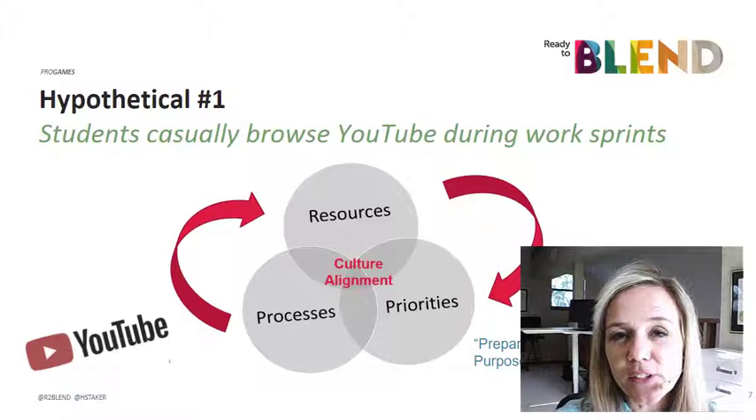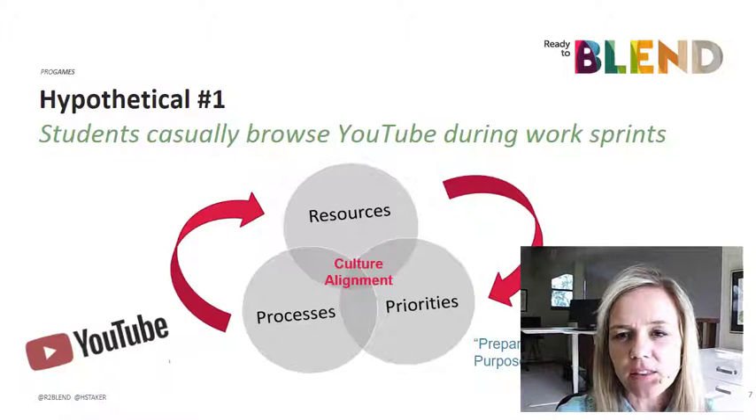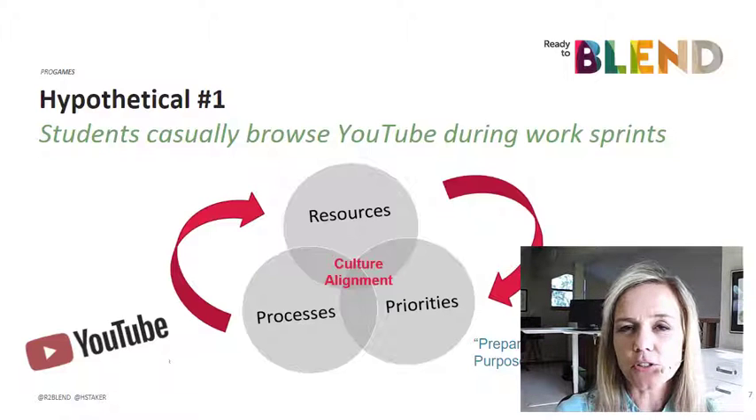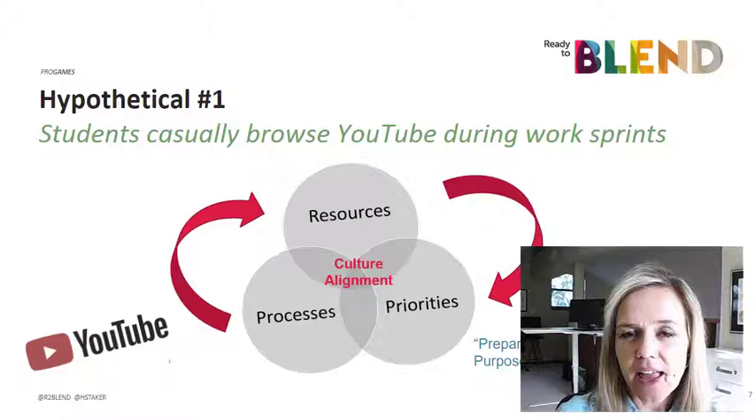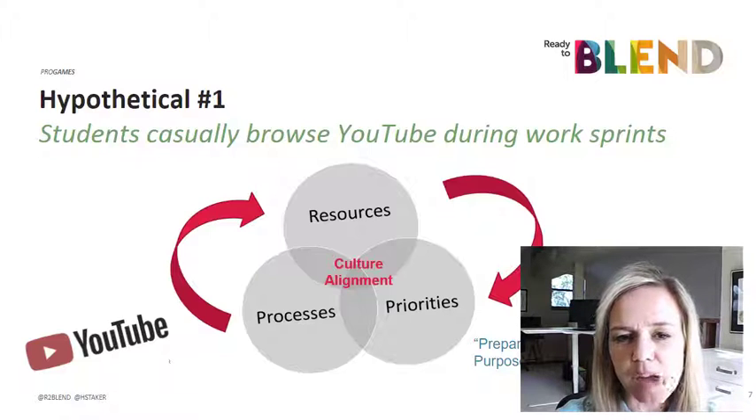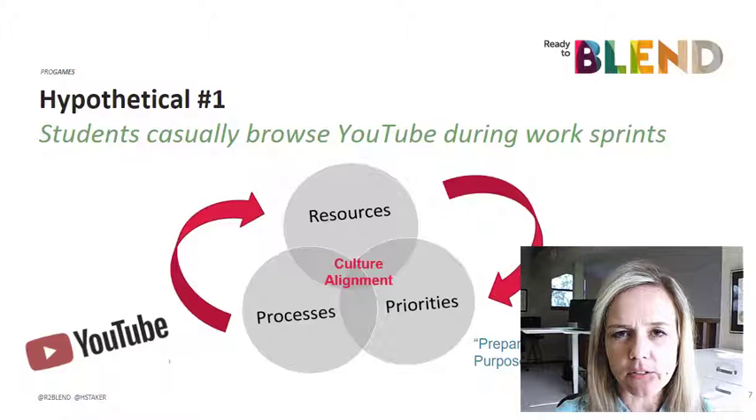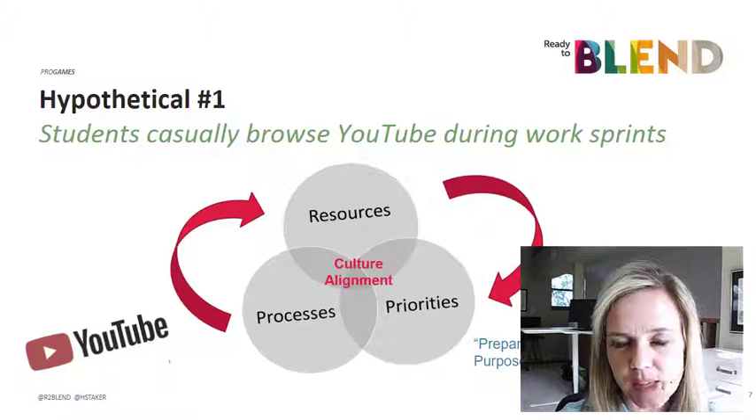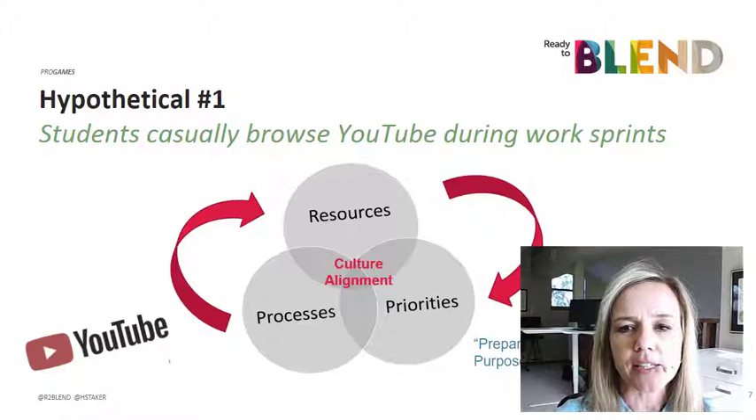Let's look at a few hypotheticals to decide whether or not this is an example of cultural alignment or culture clash and where the violation's happening. So here's the first example. Suppose that your priorities are the same as that Farmington High School example I gave you. Suppose you've said, okay, our priorities are that we are prepared, we're personalized, and we're purposeful.